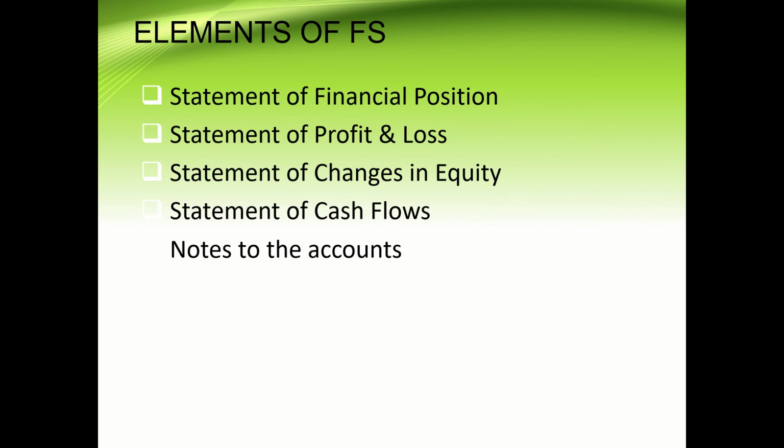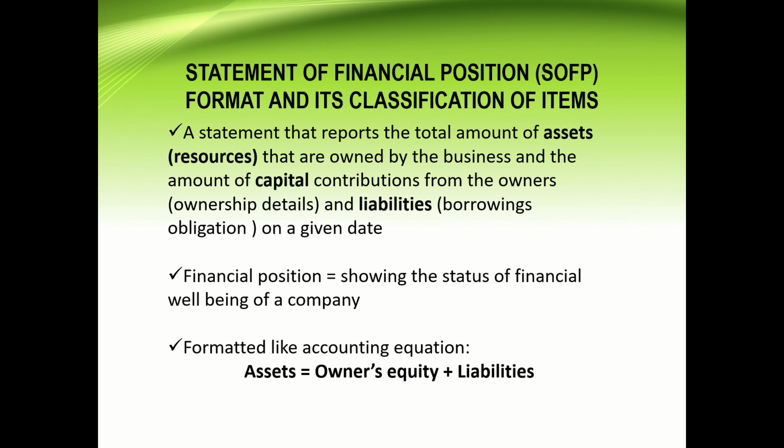There are 5 elements of financial statement. 1 is statement of financial position. 2. Statement of profit and loss. 3. Statement of changes in equity. And 4. Statement of cash flow. And 5. Notes to the account. But for this chapter, I will focus on the statement of financial position only. So, let me explain briefly about the statement of financial position.